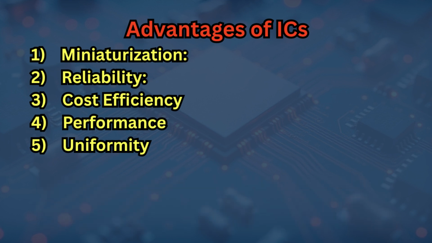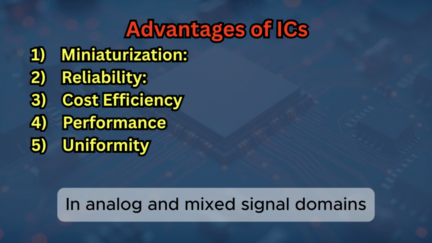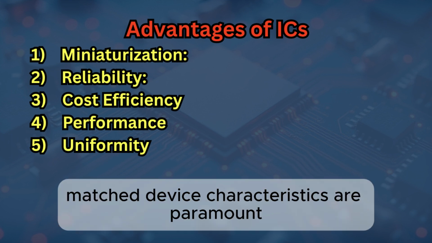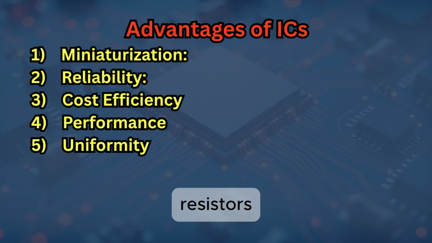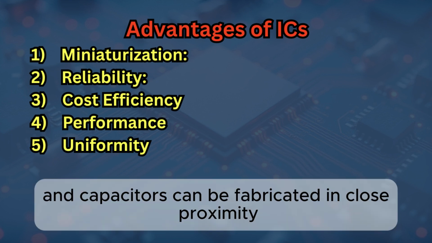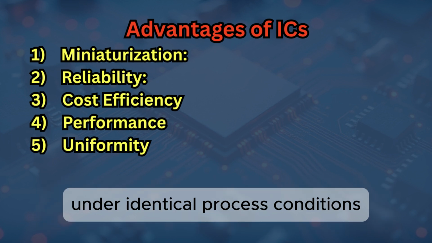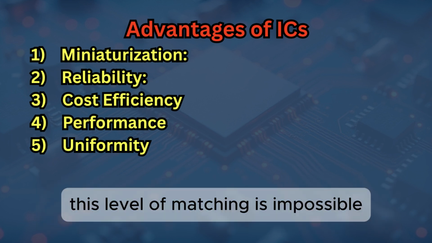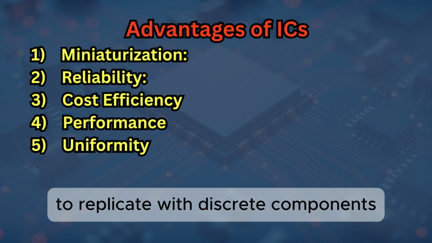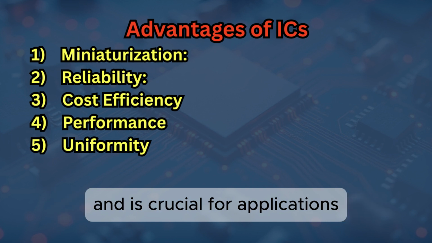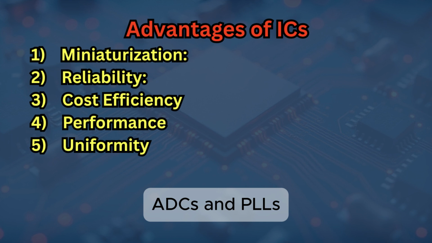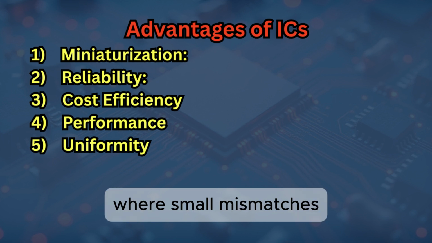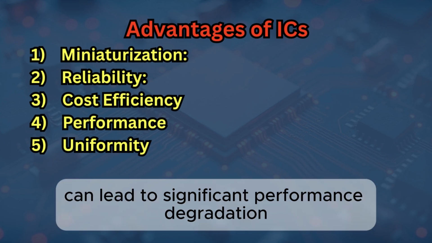5. Uniformity. In analog and mixed-signal domains, matched device characteristics are paramount. On a single silicon substrate, transistors, resistors, and capacitors can be fabricated in close proximity under identical process conditions. This level of matching is impossible to replicate with discrete components and is crucial for applications like differential amplifiers, ADCs, and PLLs, where small mismatches can lead to significant performance degradation.